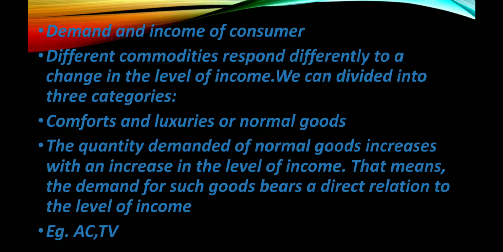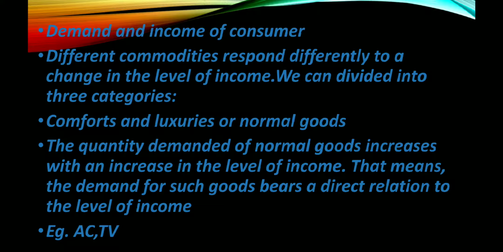Next, demand and income of the consumer. Different commodities respond differently to a change in the level of income. We can divide goods into three categories. The first one, comforts and luxuries, or normal goods. The quantity demanded of a normal good increases with an increase in the level of income. That means the demand for such a good bears a direct relation to the level of income.